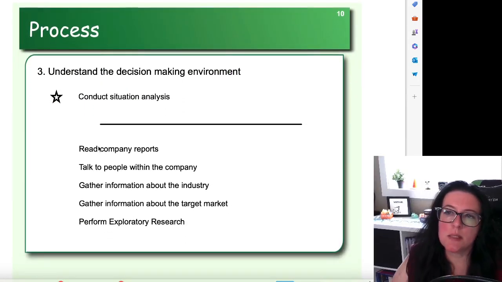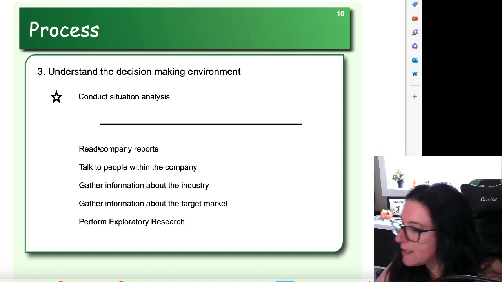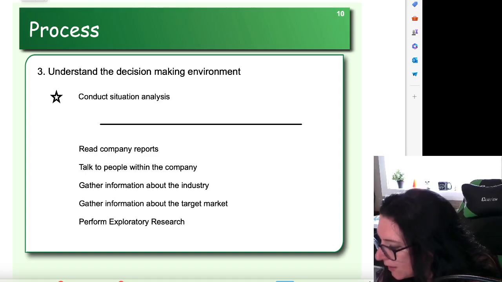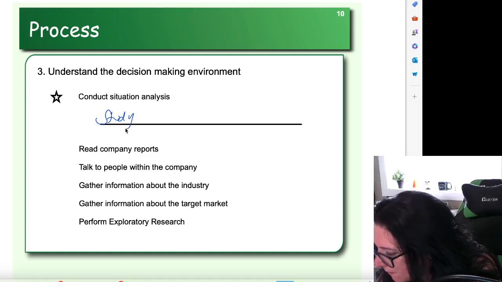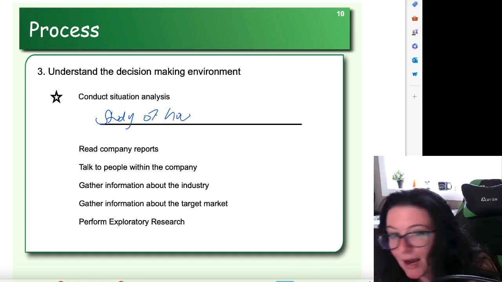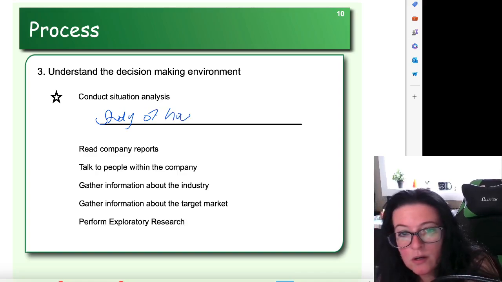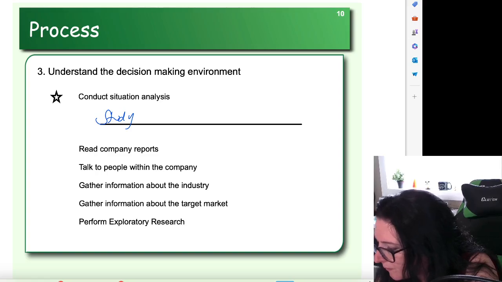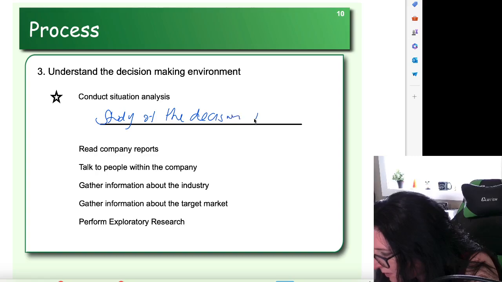So we need to conduct some situational analysis. Situational analysis here, we are looking at the study of the decision-making environment.